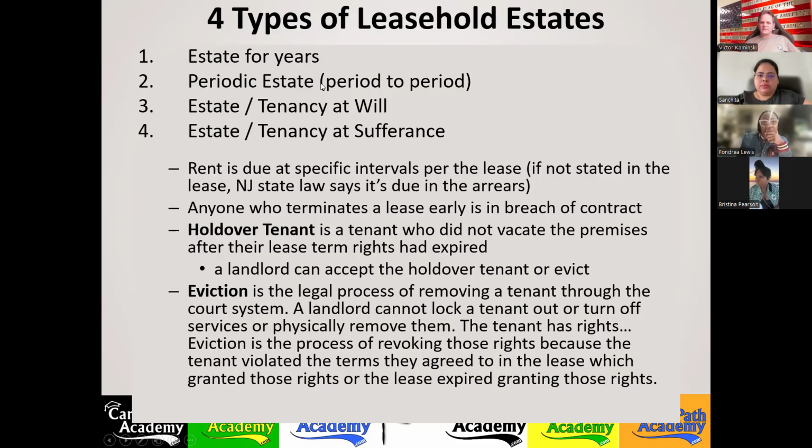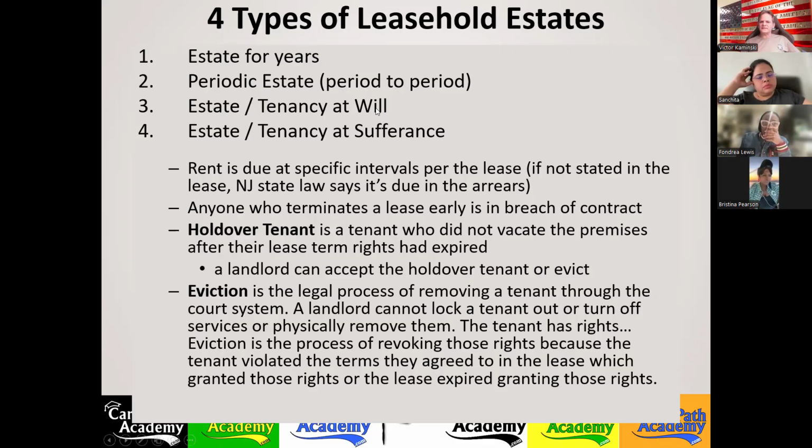You have a periodic estate, also known as period to period. This one, instead of having an end date, has an automatic renewal date. Unless somebody gives their notice to quit, this type of leasehold will automatically renew for the same amount of time it was originally written for.